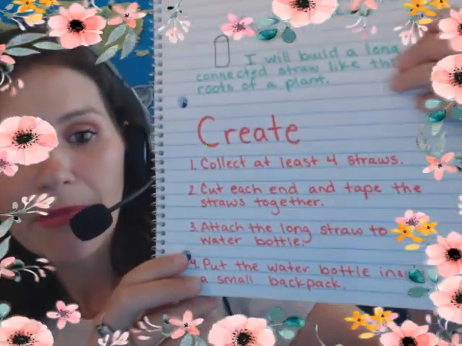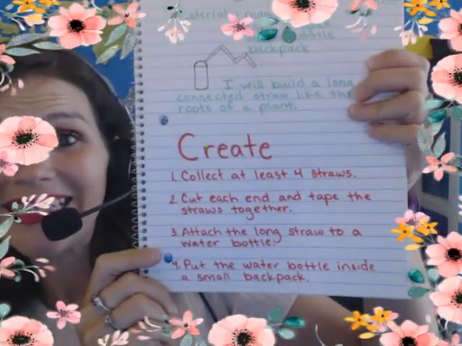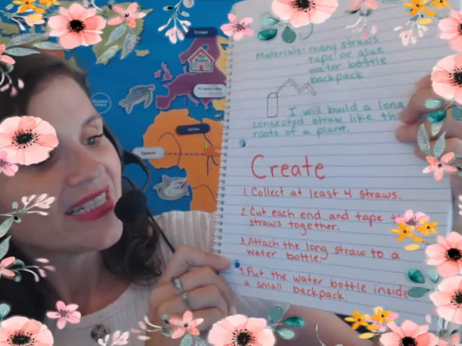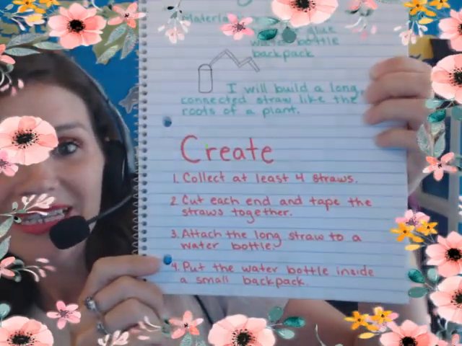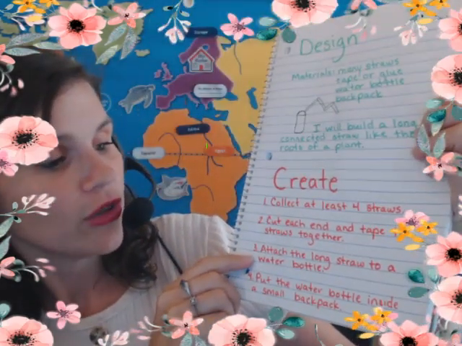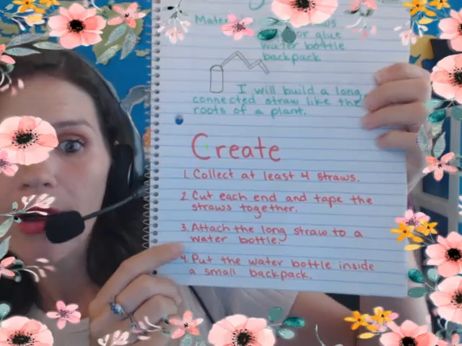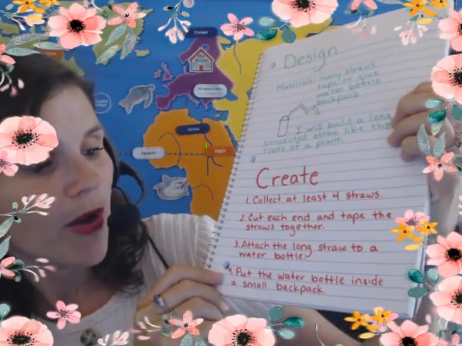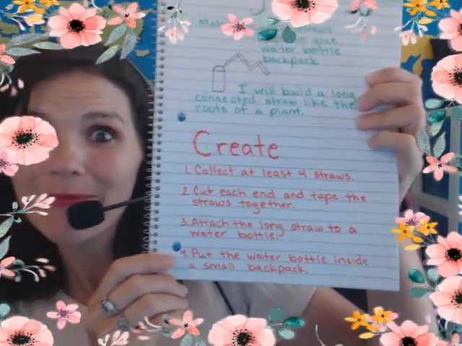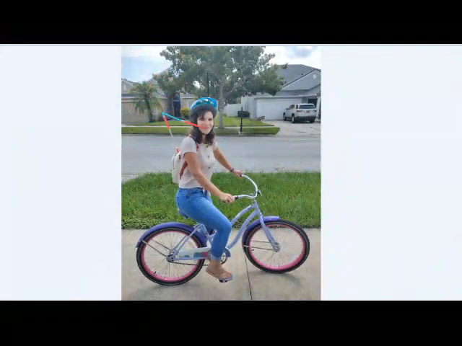So here is my create section. I've got my directions. I need to collect at least 4 straws. I need to cut each end and tape the straws together. I need to attach the long straw to a water bottle, and I need to put the water bottle inside a small backpack. So I did that and I actually made my device. Here is a picture of it for you. And you can include a picture like this when you turn in your portfolio to your teacher as well.